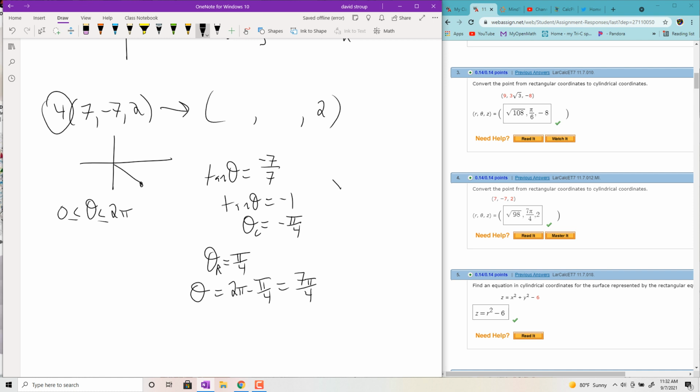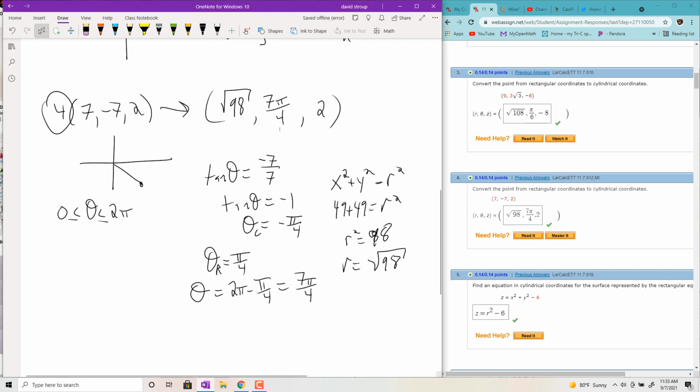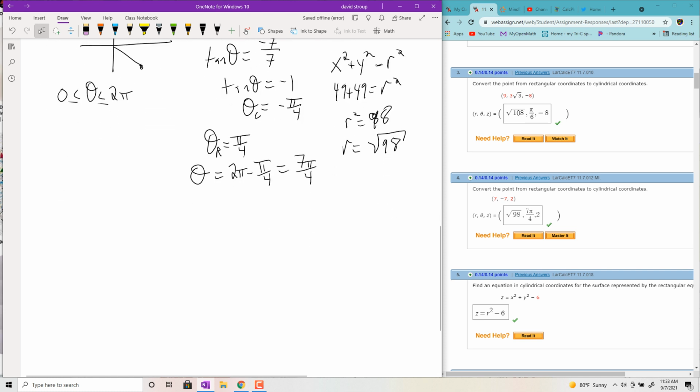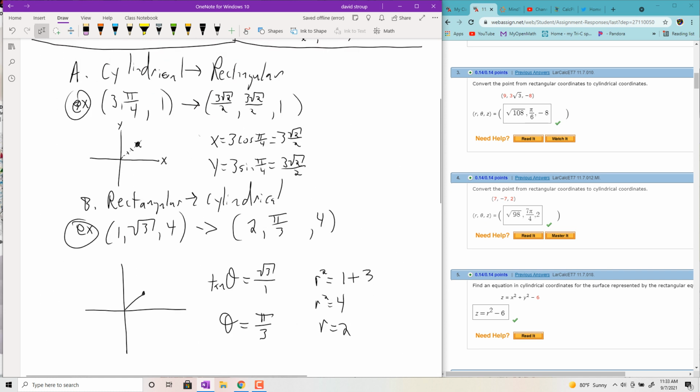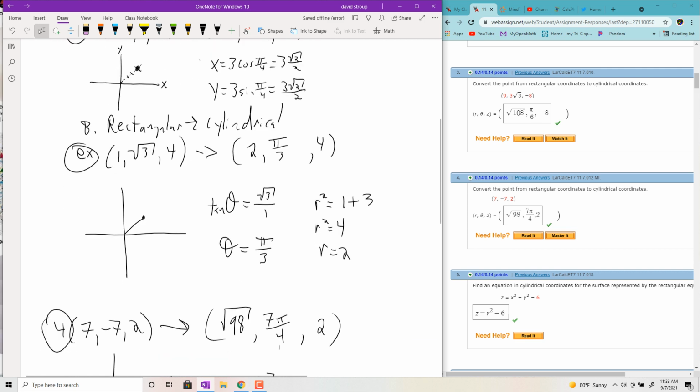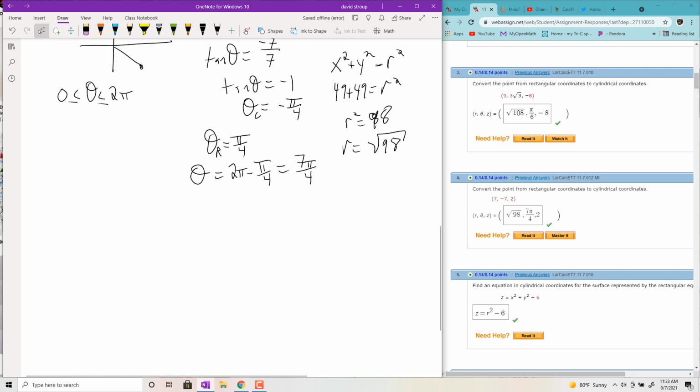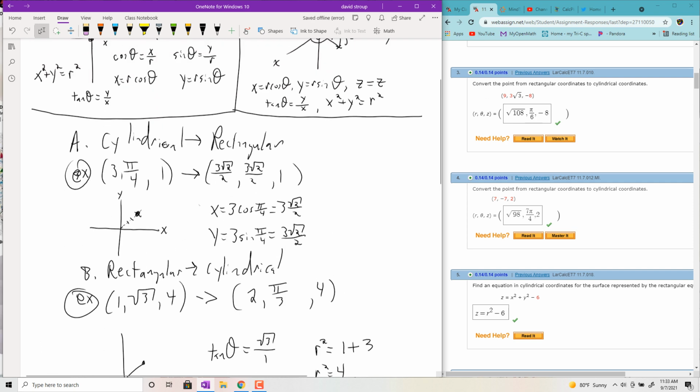I didn't even try. So anyways, x squared plus y squared gives me my r squared. So I got 49 plus 49 equals r squared. In other words, r squared is 98. So r is plus or minus square root 98. I need the positive r, so I got square root 98, then 7 pi over 4, and then 2. Okay, once you wrap your brain around that, you're going to want to be converting the equations from cylindrical to rectangular and vice versa. So just doing coordinates is the first step.